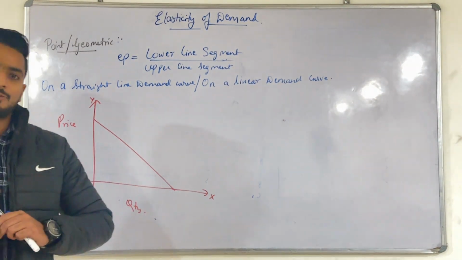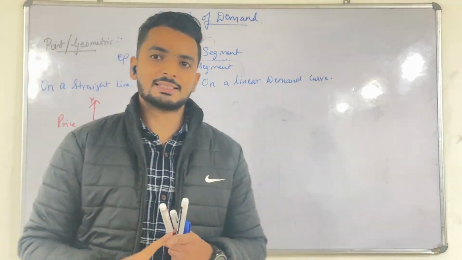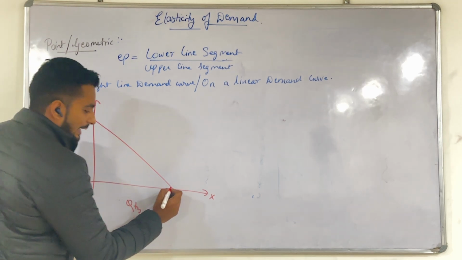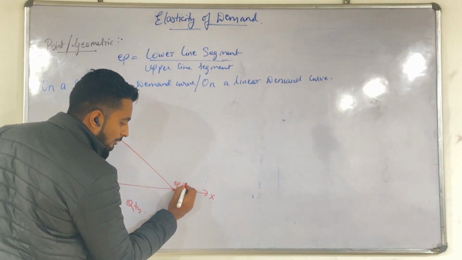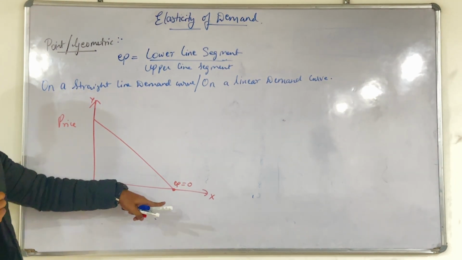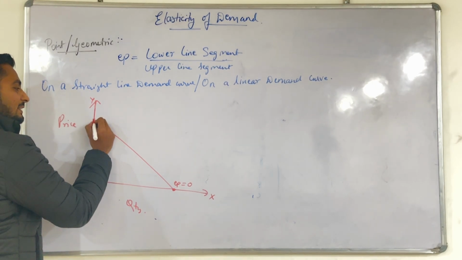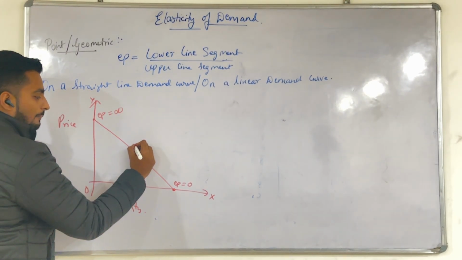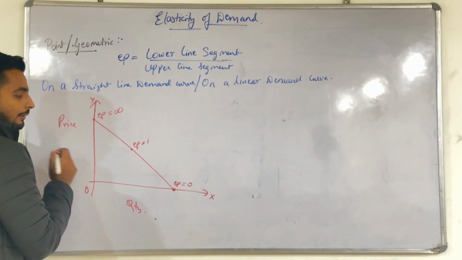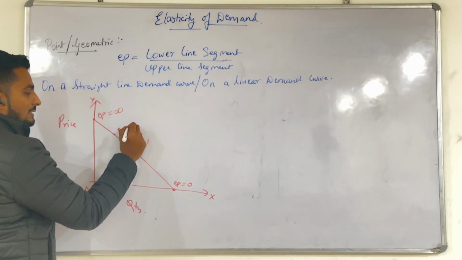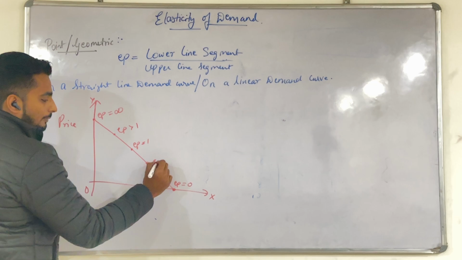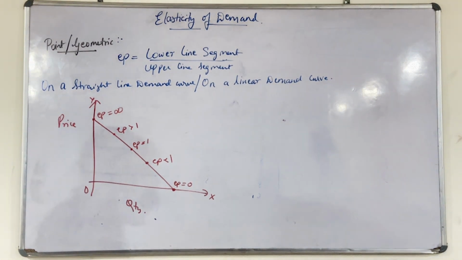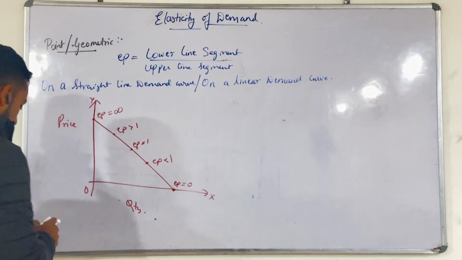We have already studied the five price elasticities: perfectly elastic, perfectly inelastic, unitary elastic, elastic and inelastic. Perfectly inelastic means EP is equal to 0, that is the case of the x-axis, and on the y-axis EP is equal to infinity. At the midpoint, EP is equal to 1. Before it, EP is more than 1, and after it, EP is less than 1. These are the five price elasticities we have marked on the straight line demand curve.